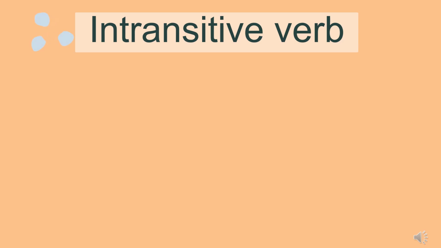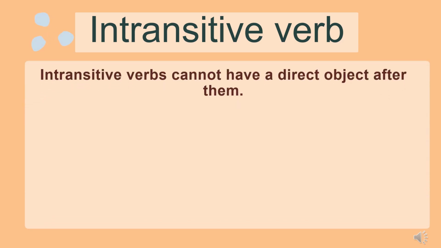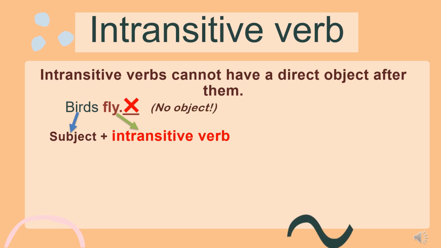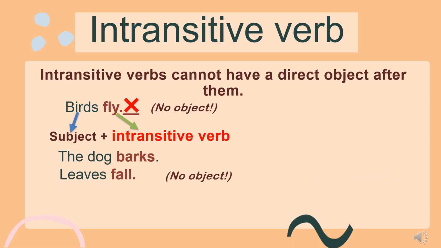Meet intransitive verbs, the independent words that don't need an object to make sense. They're complete all by themselves. Birds fly. Does fly need an answer to what? No. The action fly is complete, no object is receiving the flying. The dog barks. Ask, barks what? Silly, right? Barks is self-sufficient, it's just noise. Leaves fall. Fall doesn't act on anything. The leaves just fall. No object needed.